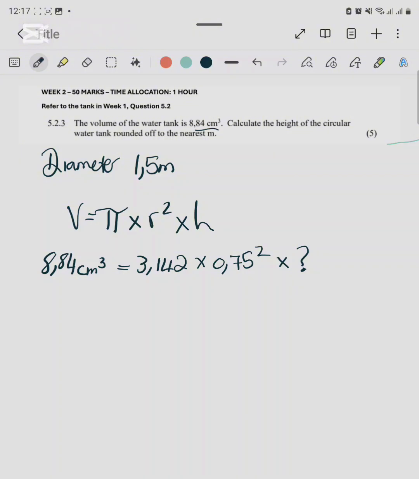Now there is a typo in this question. It should actually be meters cubed. So we're going to go with that, because otherwise you're going to get a weirdly tiny number.